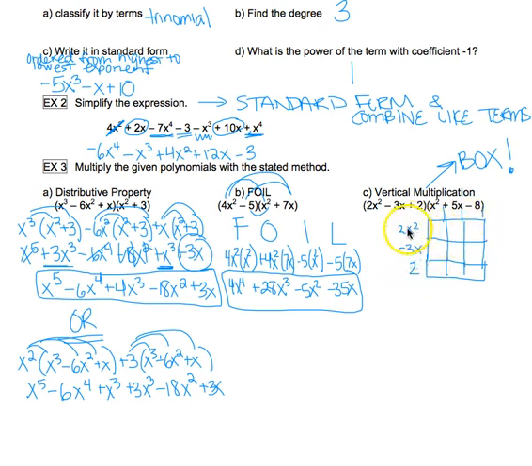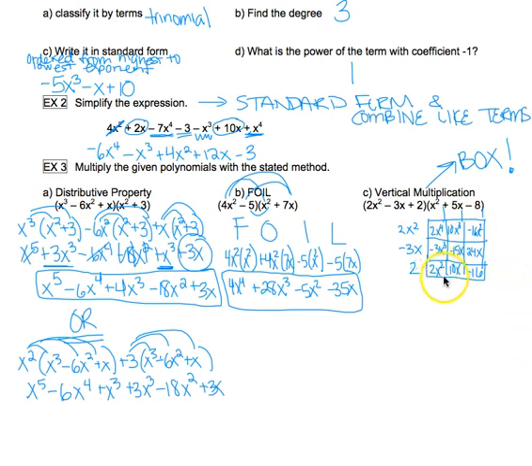And then all you do is you take what's in front of the row times what's in front of the column and you put it in that cell. So 2x squared times x squared is 2x to the fourth. 2x squared times 5x is 10x cubed. 2x squared times negative 8 is negative 16x squared. Negative 3x times x squared is negative 3x cubed. Negative 3x times 5x is negative 15x squared. Negative 3x times negative 8 is positive 24x. 2 times x squared is 2x squared. 2 times 5x is 10x. And 2 times negative 8 is negative 16.